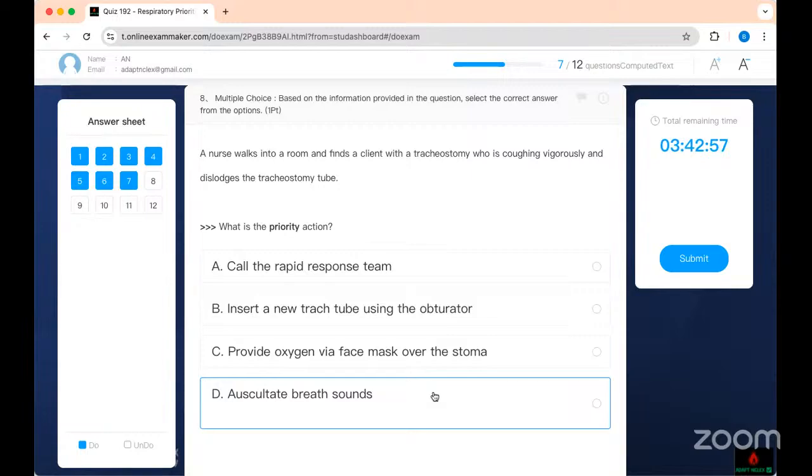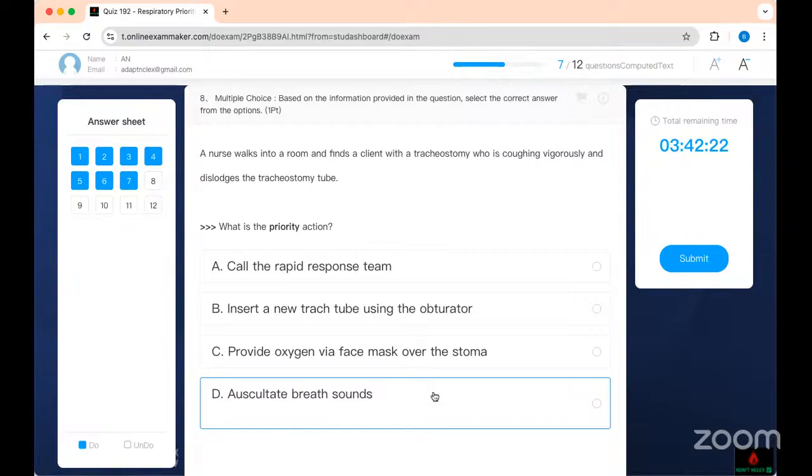Let's walk into a room and find a client with a tracheostomy who is coughing vigorously and dislodges the tracheostomy. So you have a patient with a tracheostomy, who is coughing, and the tube came out. What would you do? Put down your answer. Are you going to call the rapid response? Think about it. Are you going to insert the tracheostomy tube back? Are you going to put oxygen via face mask over the stomach?